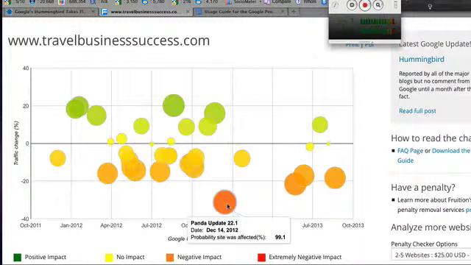Yeah, I like looking at bounce back to search a lot. If someone goes to Google and searches for travel business success and clicks on your website, and they bounce right back to the search results and go somewhere else, that's a huge signal to Google that your site is not relevant to what that person was searching for. And if enough people bounce back to search, your site will disappear from the rankings.